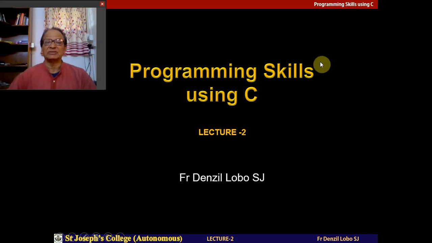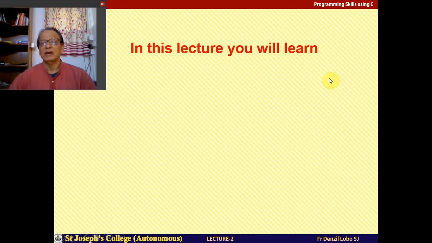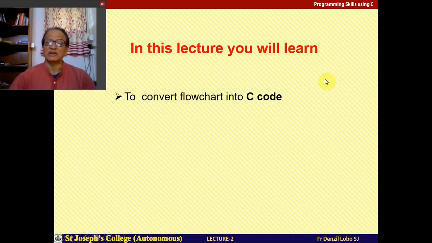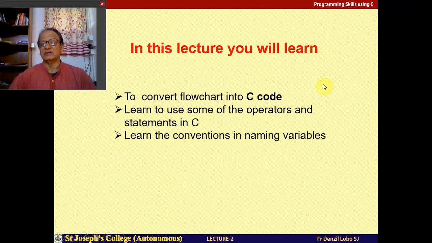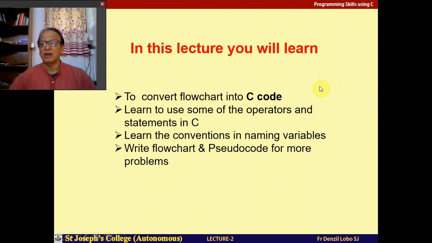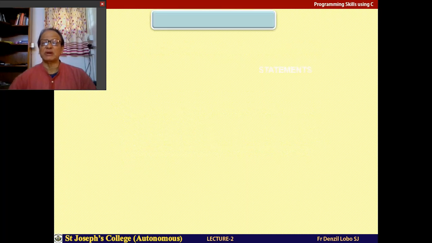Welcome to the second lecture on programming skills using C. In this lecture, you will learn to convert flowcharts, which we have written in the first session, into C code. Learn to use some of the operators and statements in C. Learn the conventions in naming variables. And once again, write flowcharts and pseudocode for more problems and convert them into C code.